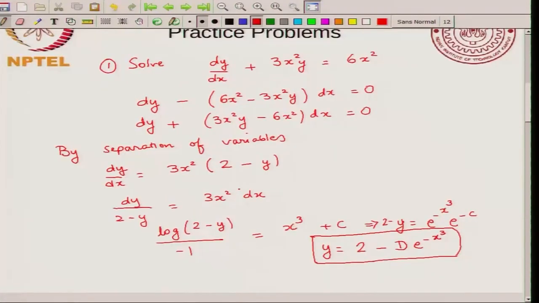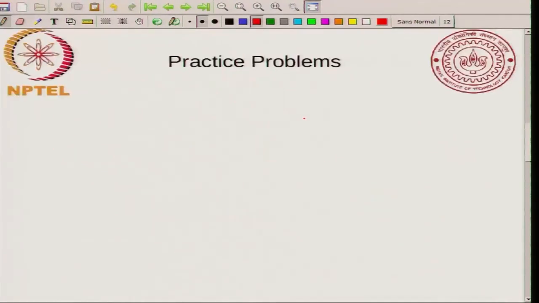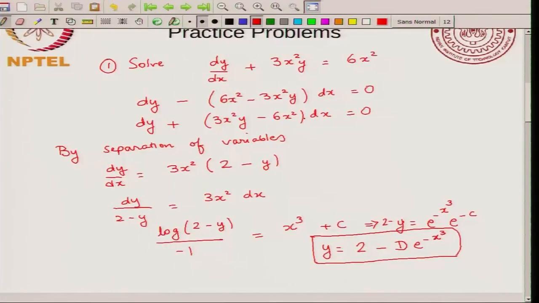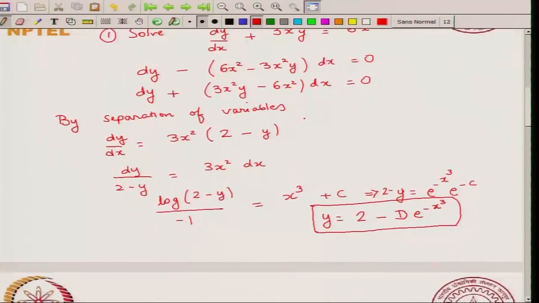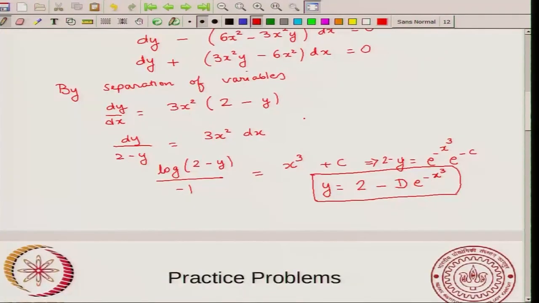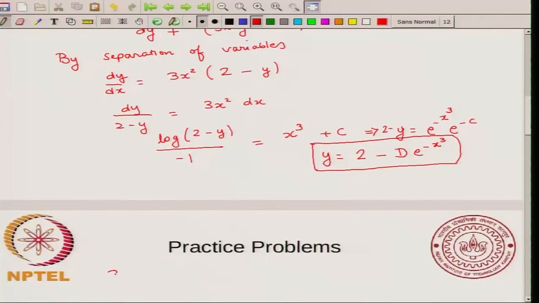Now let's try to solve this using a slightly different procedure. In order to do this, I'll write the differential equation in this form: dy plus 3x square y minus 6x square dx equal to 0. Let's rewrite this again. I'll take 3x square y minus 6x square dx plus dy equal to 0.